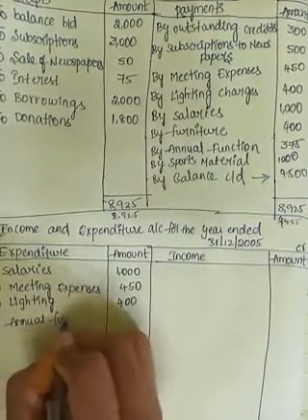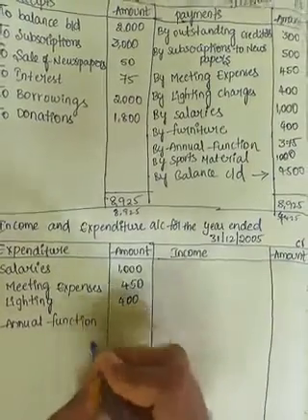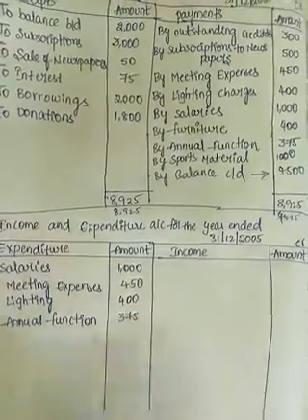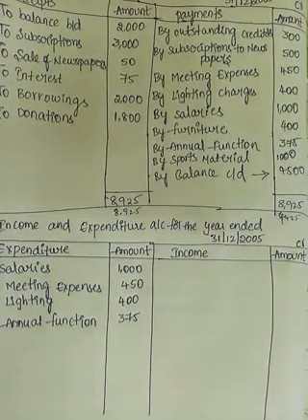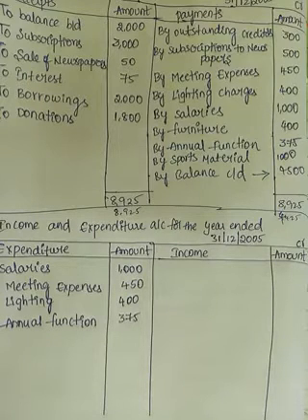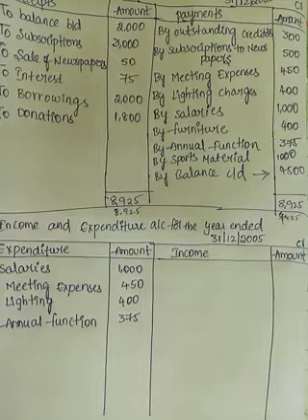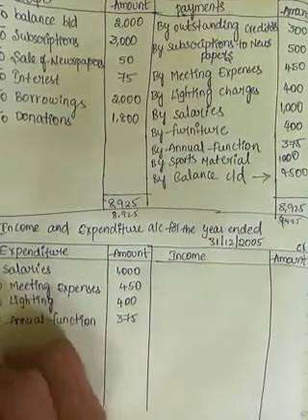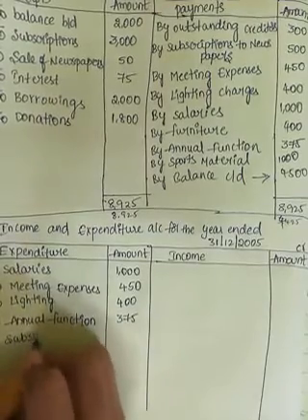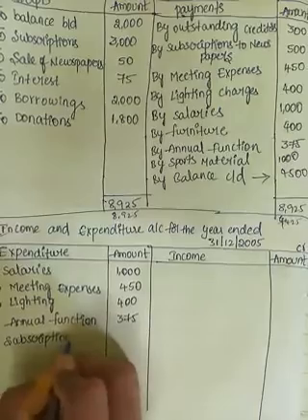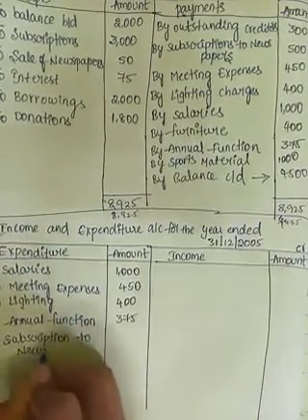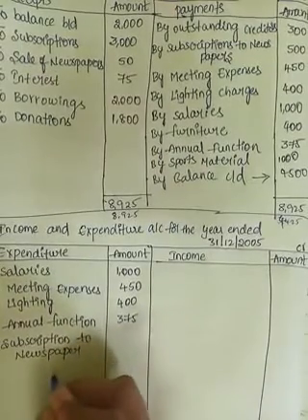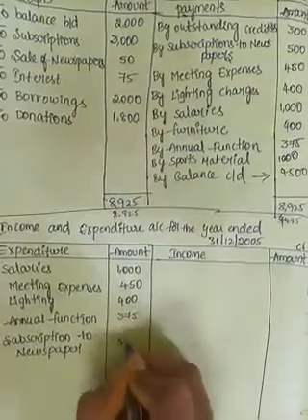To annual function is 375. Next is to subscription to newspapers. To subscription to newspapers is 500.